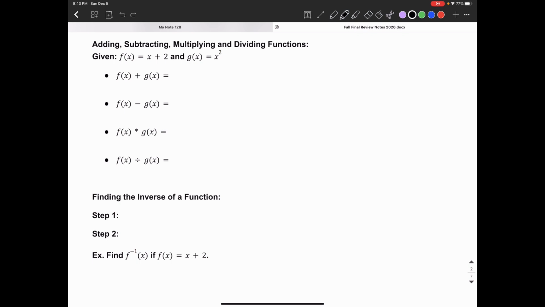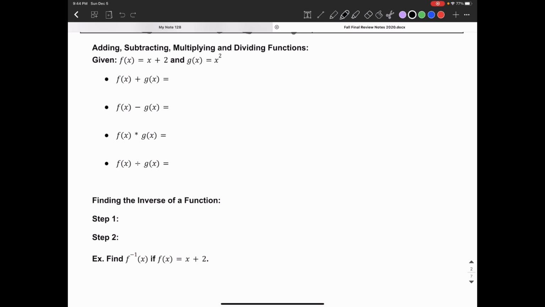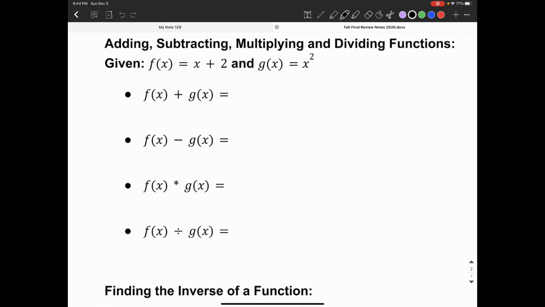We also talked about adding, subtracting, multiplying, and dividing functions. So we're going to practice that. If you're adding two functions together, so let's say you have f of x is equal to x plus 2, and you have g of x is equal to x squared, you can add these two functions together. If you have f of x plus g of x, you're just going to add the expressions x plus 2 plus x squared together, and you can't combine anything there, so it's just x squared plus x plus 2.